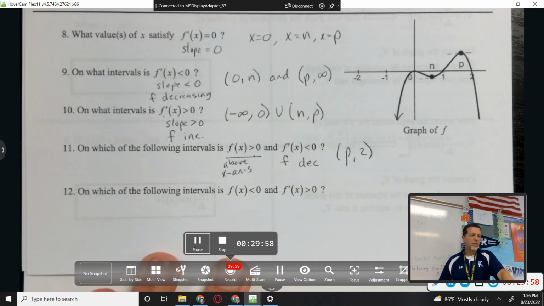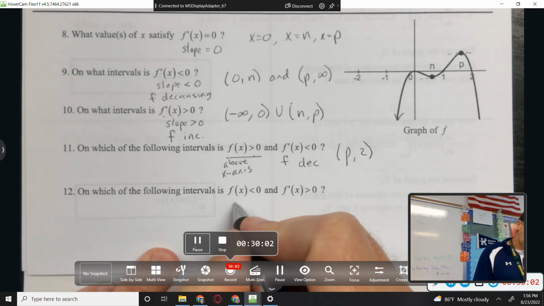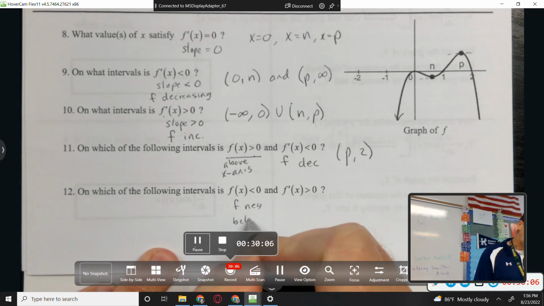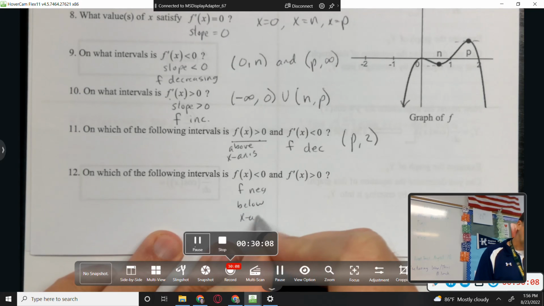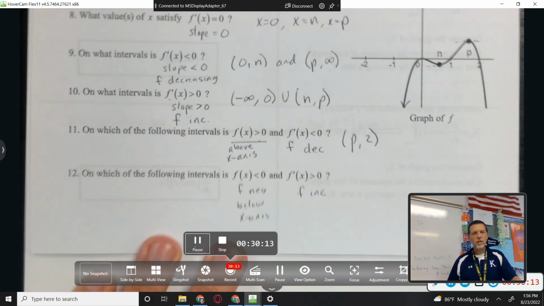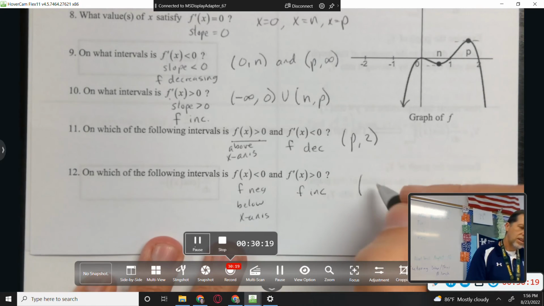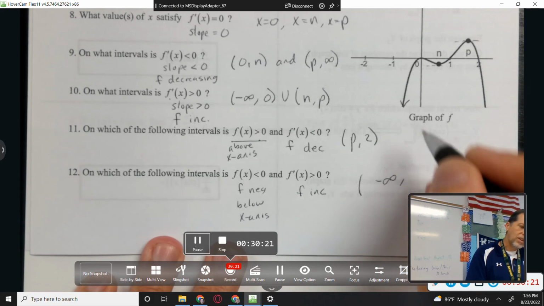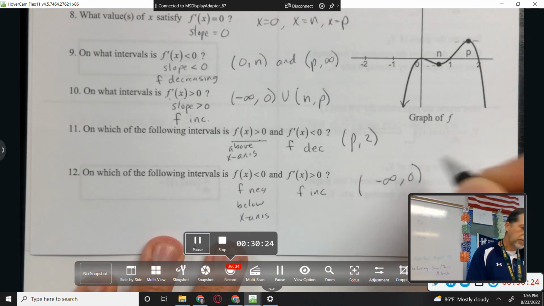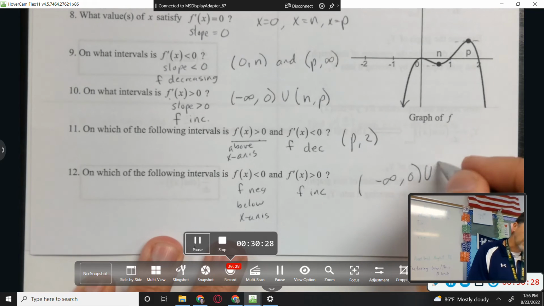On what interval is f negative? So below the x-axis, but f is increasing. So f is negative, but we're going up. So negative infinity up to 0. And n to 1, yeah? Oh yeah, I almost missed that one. And n to 1. Good call.